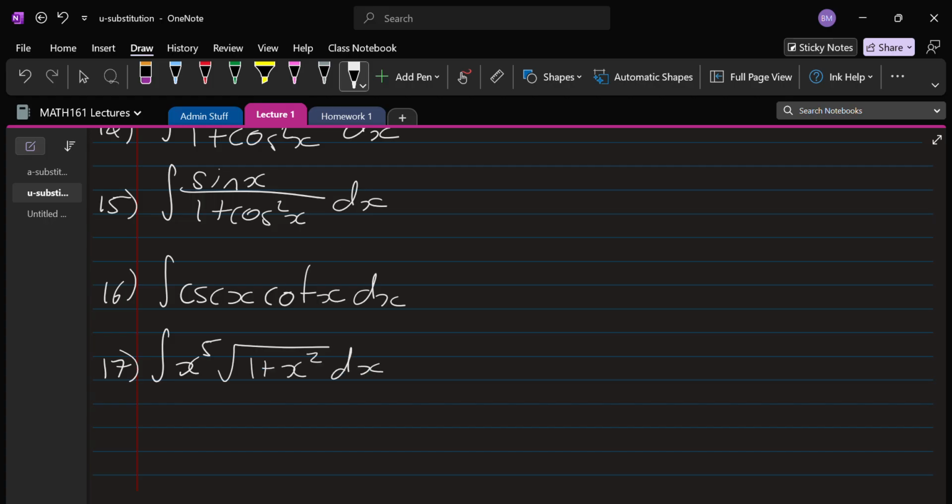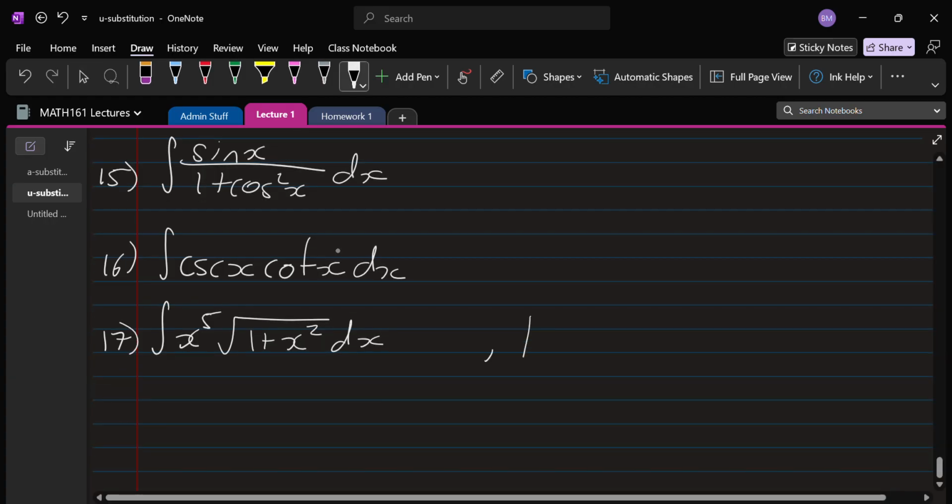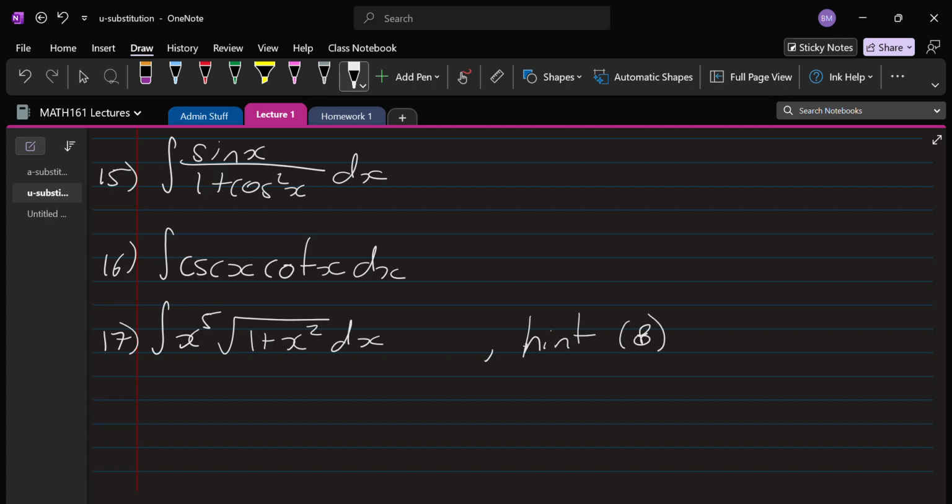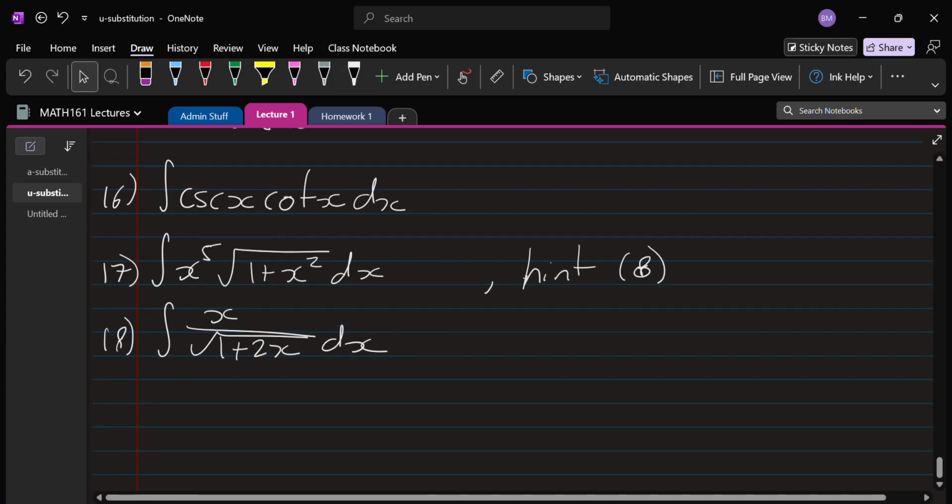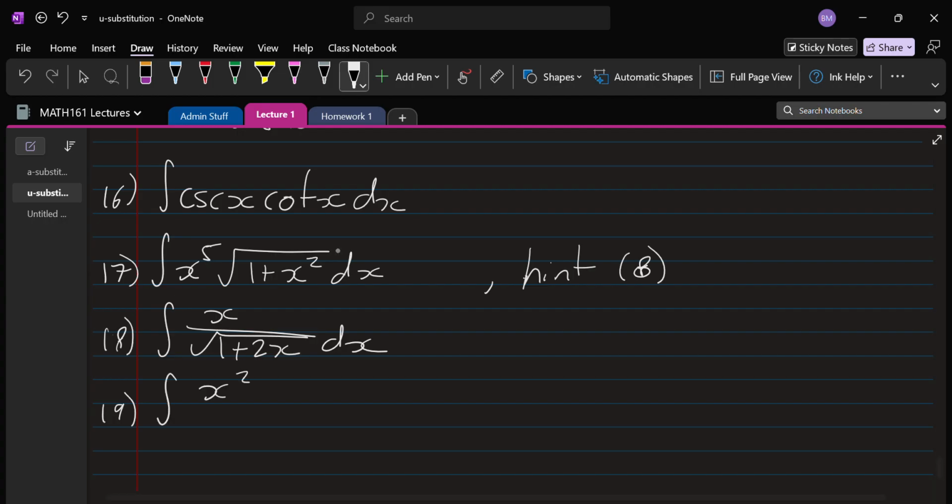17, integral x to the 5 roots 1 plus x squared. Okay, think about what we did for number 8. So hint, number 8. Okay, 18, integral x over root 1 plus 2x. Okay, pretty straightforward for that one.